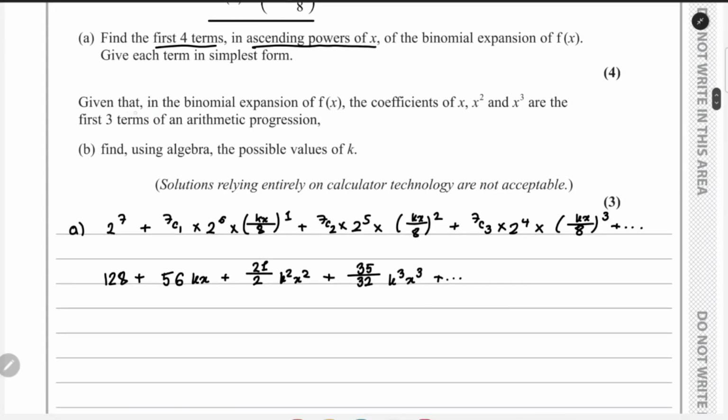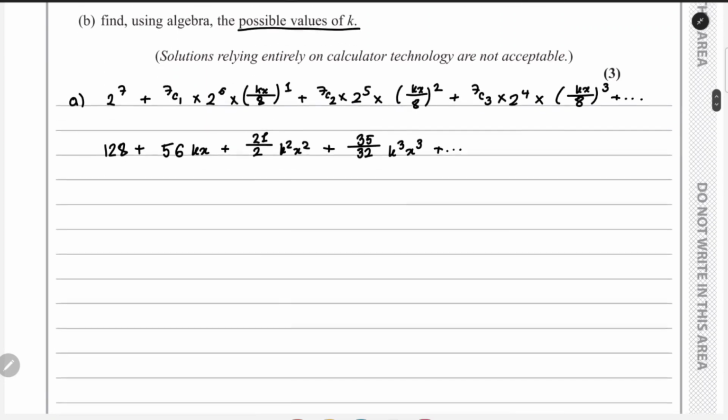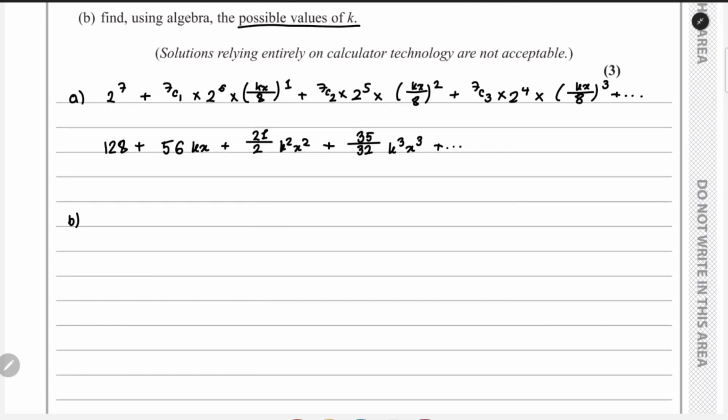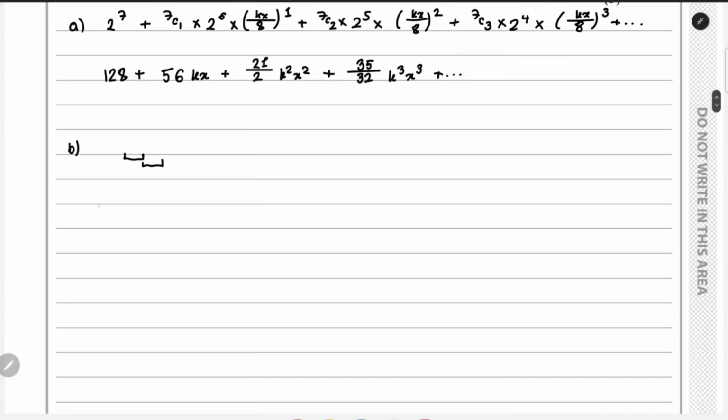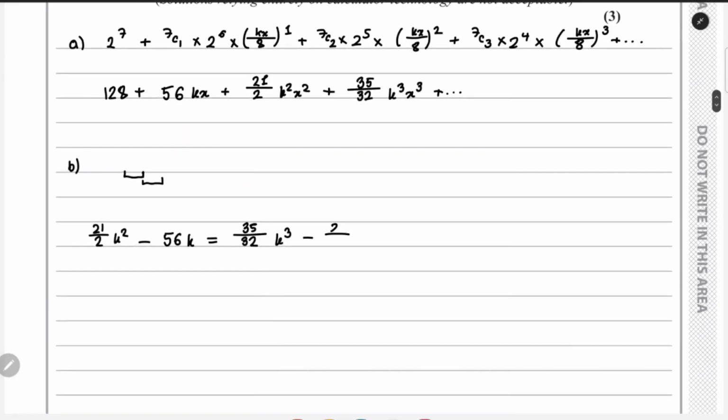Now in part B, we are given that in the binomial expansion of f of x, the coefficient of x, x square and x cube are the first 3 terms of an arithmetic progression. So we have to find the possible values of k. For an arithmetic progression, the difference between the first and second term should be equal to the difference between the second and third term. So 21 by 2 k square minus 56k should be equal to 35 by 32 k cube minus 21 by 2 k square.